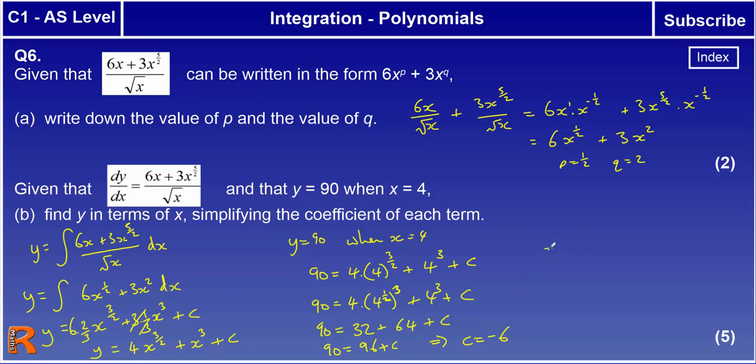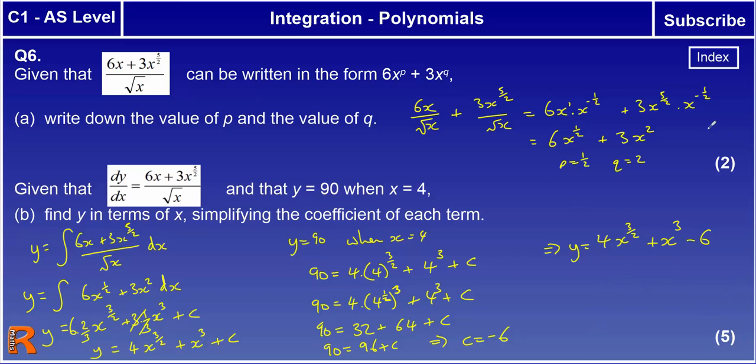And therefore it tells me y equals 4x to the 3 over 2 plus x to the 3, say plus 6, but it's not plus, is it? It's minus. Ooh. Let's use the rubber. Minus 6.